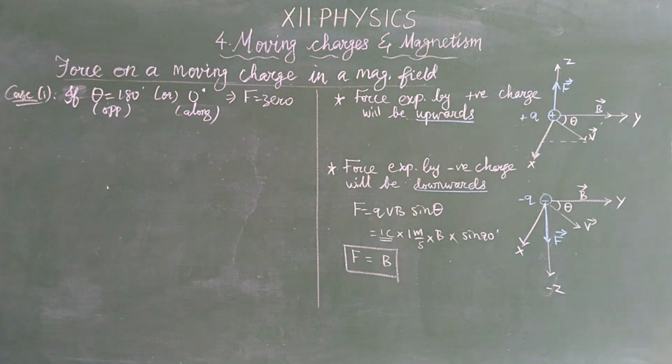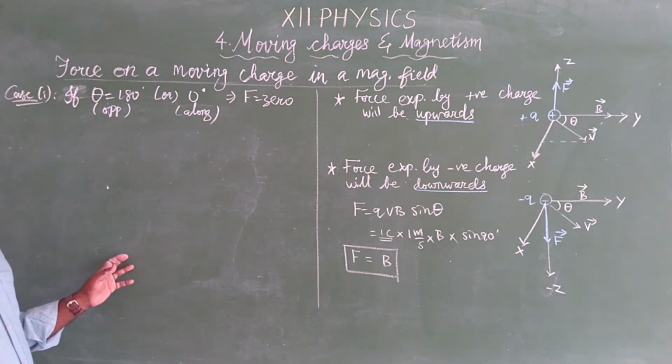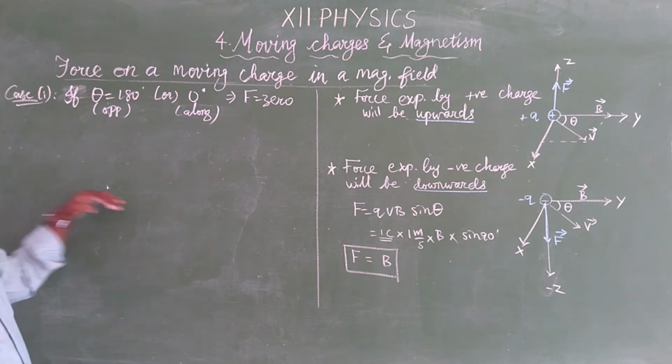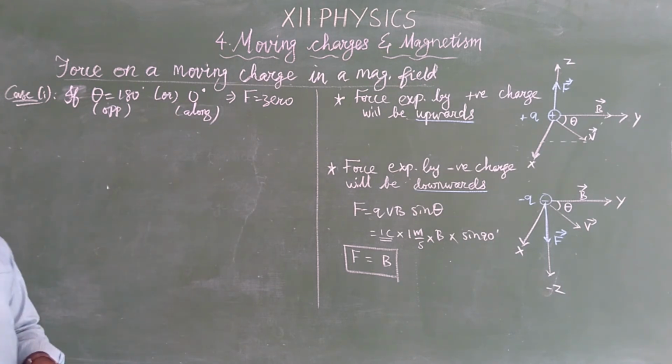What is the meaning of it? There is no force experienced by the charged particle if it is placed along the direction of the applied magnetic field, or opposite to the direction of the magnetic field.